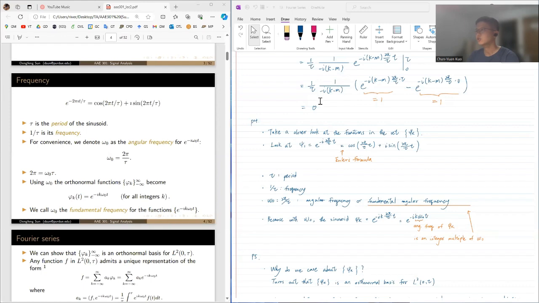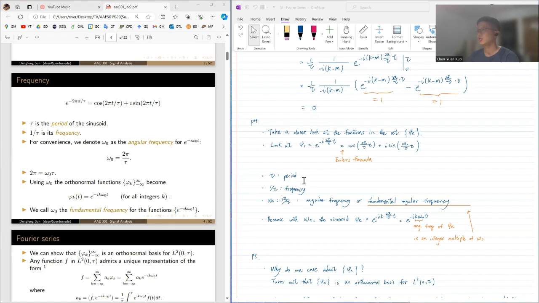Now let's take a closer look at the functions in the set psi k. In particular, let's look at this function psi1, which is equal to e to the negative i times 2 pi over tau times t. By Euler's formula, this is equal to cosine of 2 pi over tau times t plus i times sine of 2 pi over tau times t. And you can see that this is a periodic function with the period equal to tau.